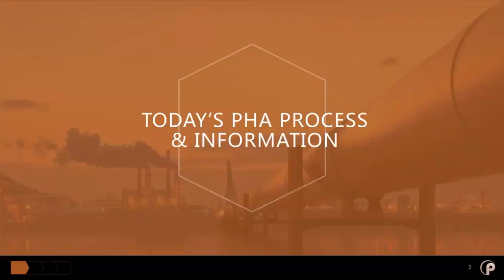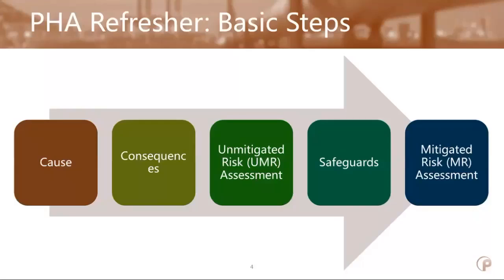So to start off, we'll just talk a little bit about what the current state of affairs are for PHA information. So today, a basic PHA process hazard analysis goes through some common steps. These steps can be different for different clients, they can be different for different organizations, they can be different for different owner-operators, but generally speaking, they follow the same process.